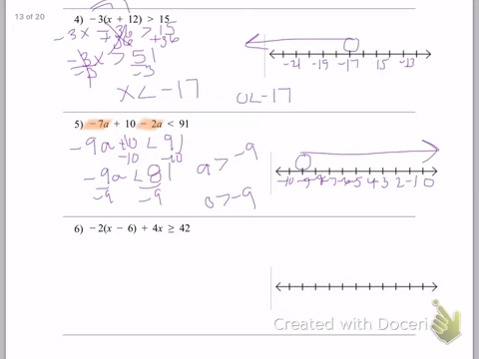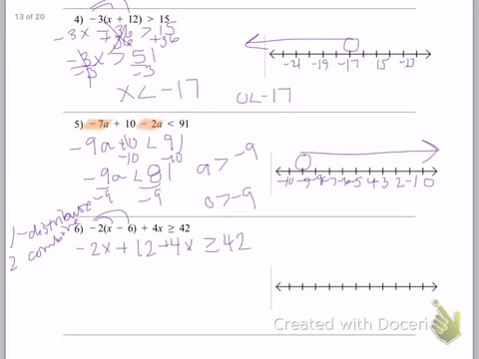All right, number 6 is our last one. So this one you have to combine like terms and distribute. But first thing, we need to distribute. And then our second step is to combine like terms. So let's distribute through to that -2. So we have -2x plus 12, because a negative times a negative gets you a positive. And then plus 4x is greater than or equal to 42.